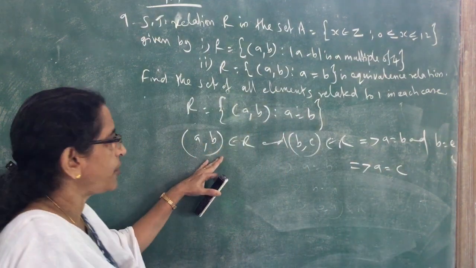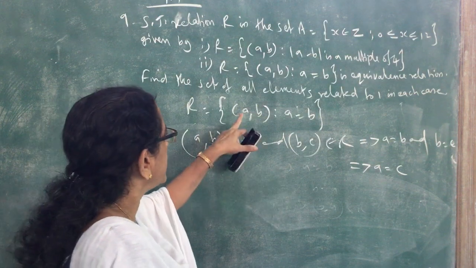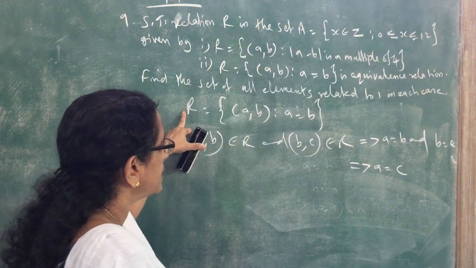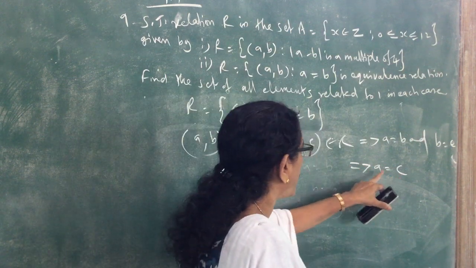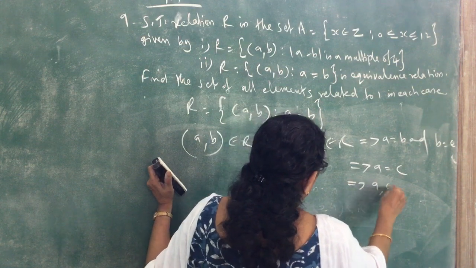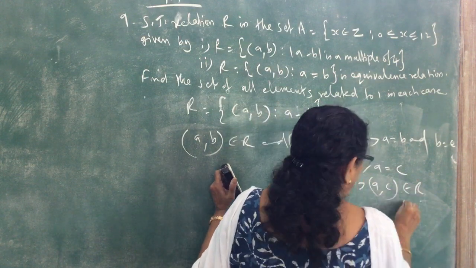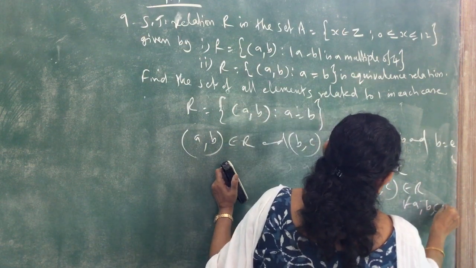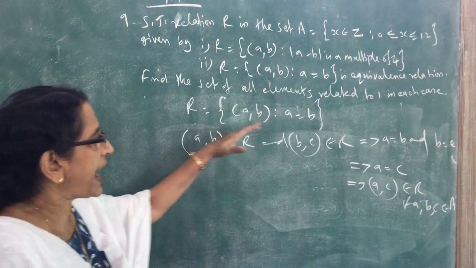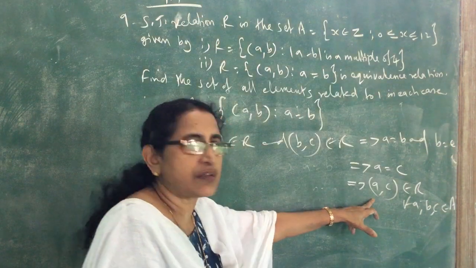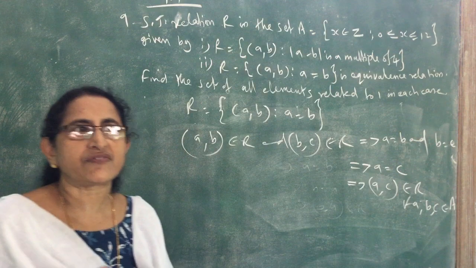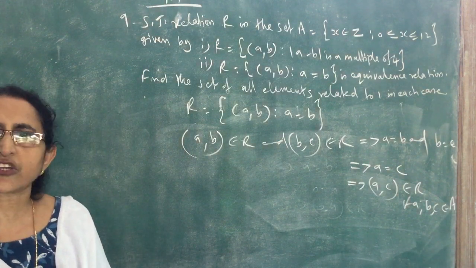So A equal to C means what? If A is equal to B, ordered pair AB is an element of R. So if A equal to C, ordered pair AC is an element of R. So this implies ordered pair AC is an element of R, for every A, comma B, comma C belongs to A. So we proved that AB belongs to R and BC belongs to R implies AC belongs to R. Therefore R is transitive. So we can write R is reflexive, symmetric and transitive. Therefore R is an equivalence relation.